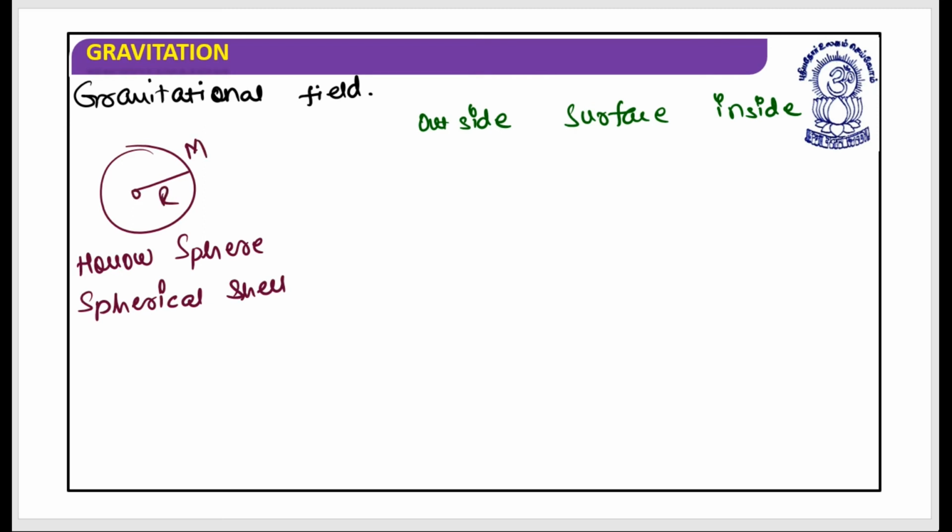So when it is outside, the gravitational field E is equal to minus of GM by r square. This minus represents that the gravitational field is attractive in nature. On the surface, it's minus of G into m divided by r square. And when it is inside, since this is a hollow sphere, the gravitational field will be 0. This is about the hollow sphere.